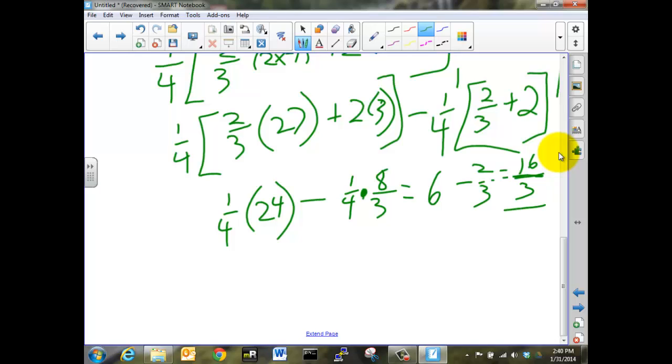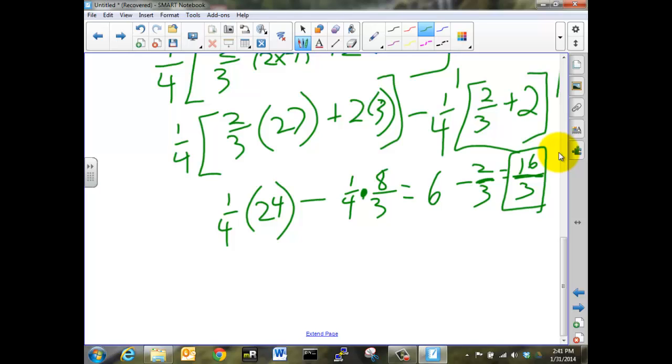16/3. 16/3. Okay? So, there we go. This is the problem that you hang your head with right now. That's okay. You can look back at it later. Some of it will sink in, okay?